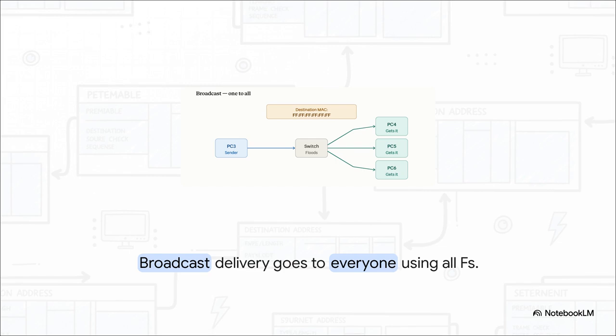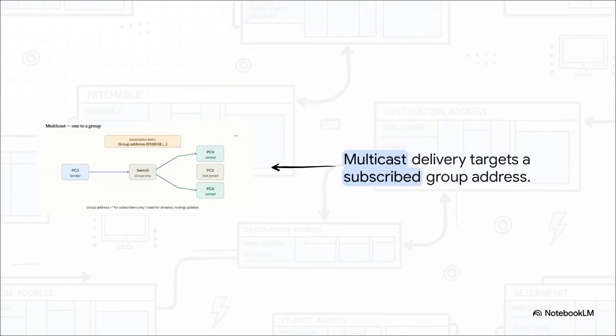"Hey, who has this IP address?" Then we have Multicast, which sits cleverly right in the middle. Instead of targeting one specific device, or absolutely everybody, the destination MAC is a special group address, which always starts with 01. Only devices that have actively subscribed to that specific group will receive the frame. Unsubscribed devices never hear a peep. It's surgical precision, which makes it absolutely perfect for things like delivering an IPTV stream to 40 specific viewers without blasting it to the 60 people who aren't even watching.